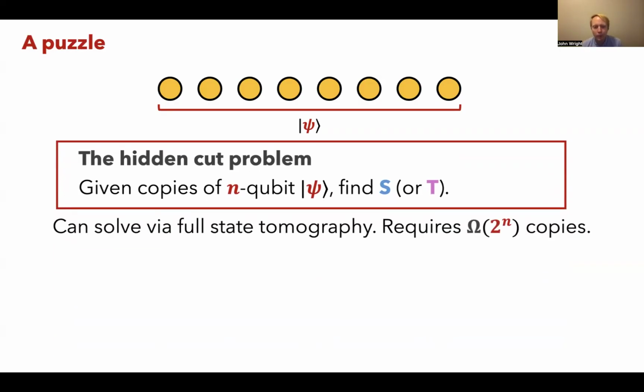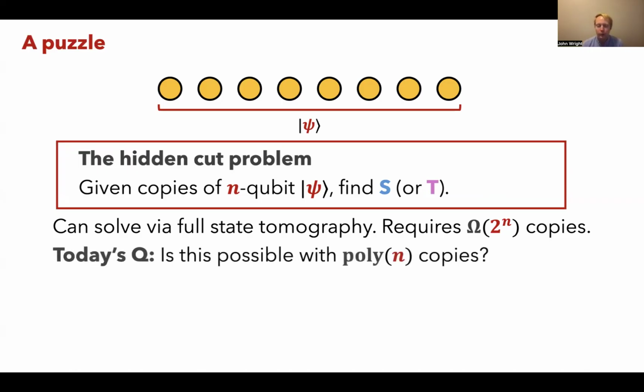This is a problem that you can actually solve simply using full state tomography. So how do you do that? Well, if you use full state tomography, you can just learn the entire description of the n qubit state psi. To do so, it's known that it's necessary and sufficient to use 2 to the n copies of the state. And once you have a full classical description of the state, you can just test every possible subset S until you find the one that psi is a product state across. So this definitely works, but unfortunately it requires exponentially many copies, so it is an inefficient algorithm.